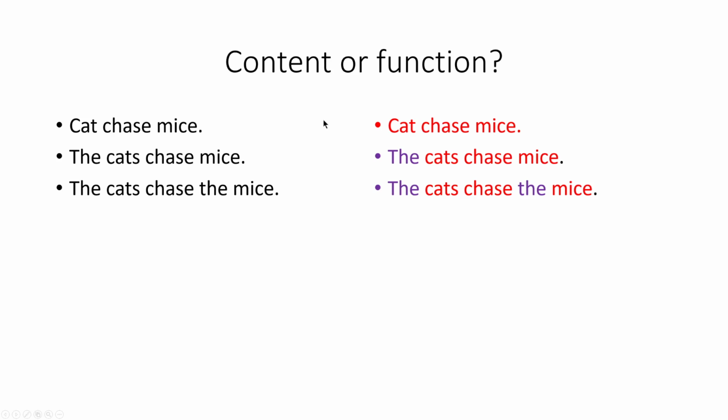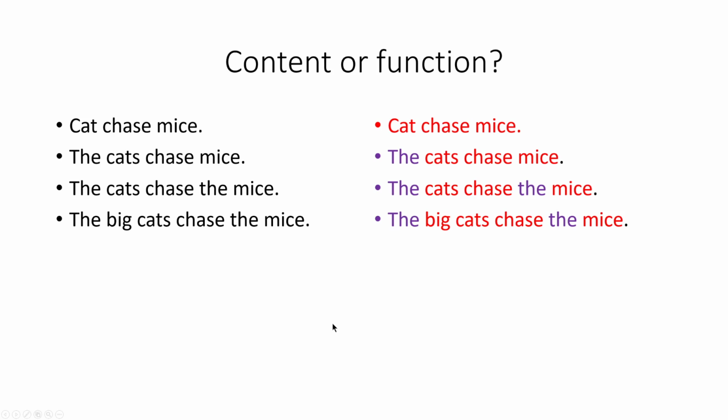Okay, let's look at the next example. The big cats chase the mice. Now you might be able to tell just by the way I said that. Well, big is an adjective. Right? So it's going to be a content word as well. The big cats chase the mice. So notice we've actually added extra time to this. It takes longer for me to say the big cats chase mice. Right? That's 4 beats. Cats chase mice. The big cats chase mice. Give it a try.